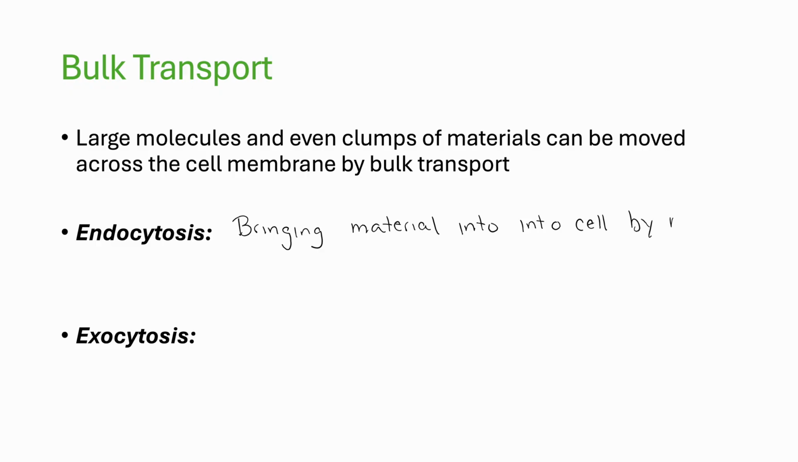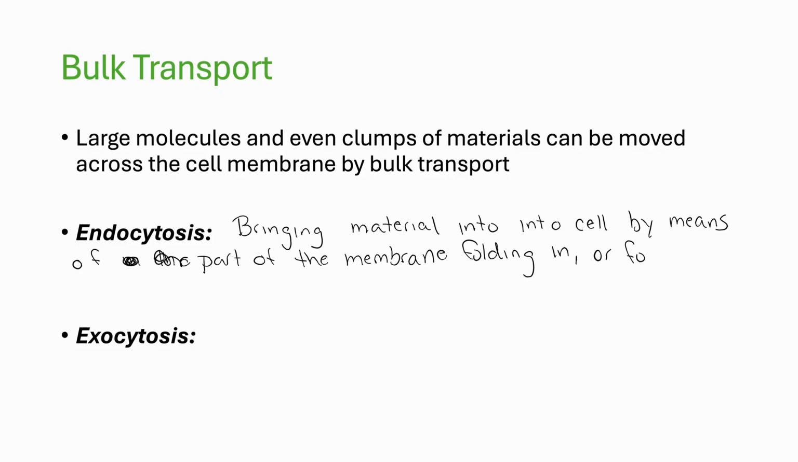And the way that this does it is it does it by means of this part of the cell membrane. So the membrane will actually begin folding around the material. So it begins to fold in or it begins to form a pocket. And again, that cell membrane will surround that material till eventually it is incorporated into the cell.